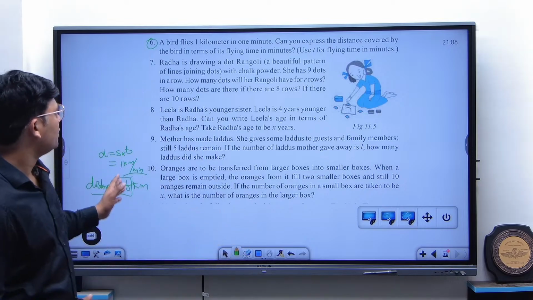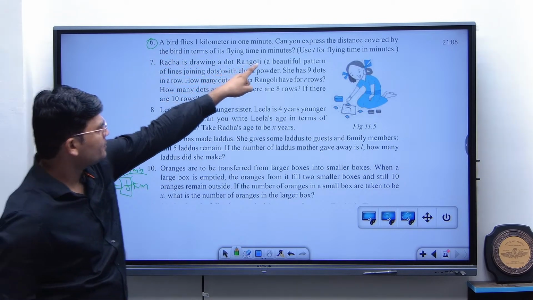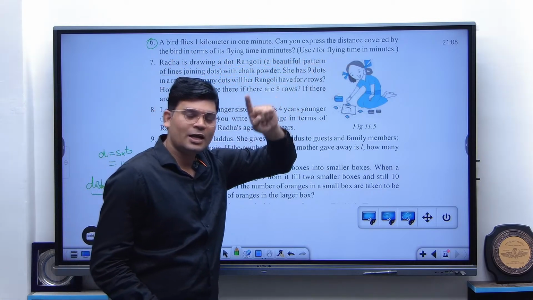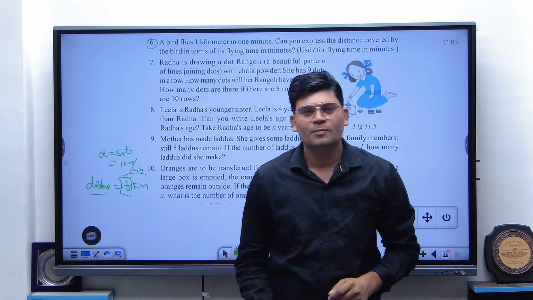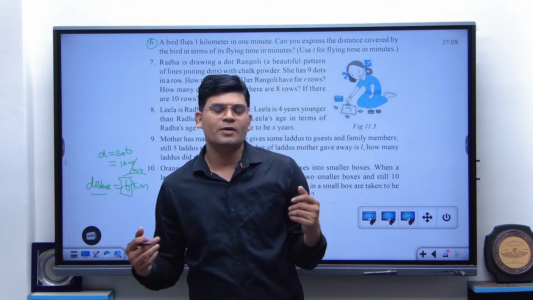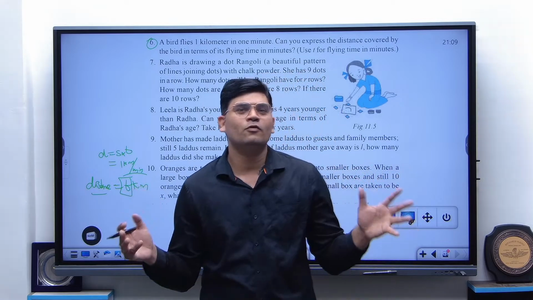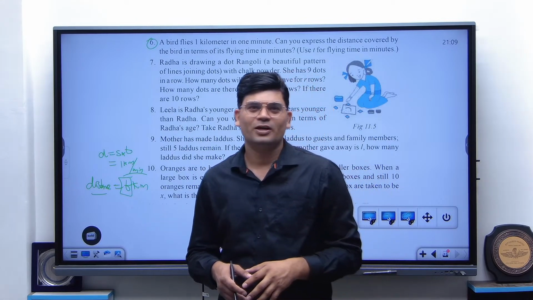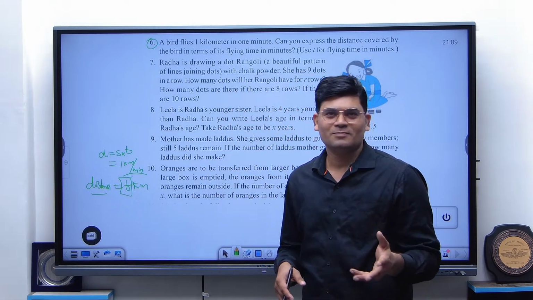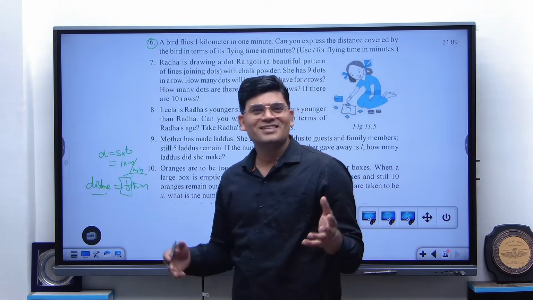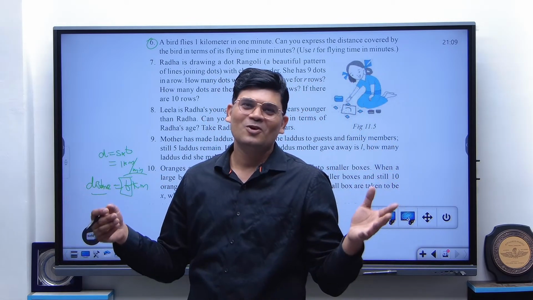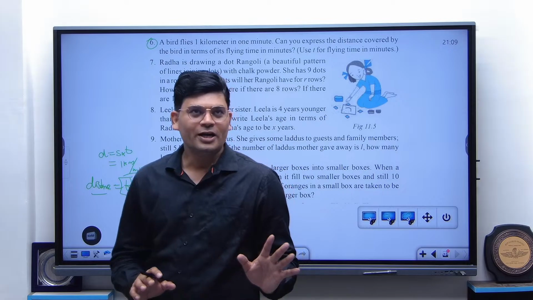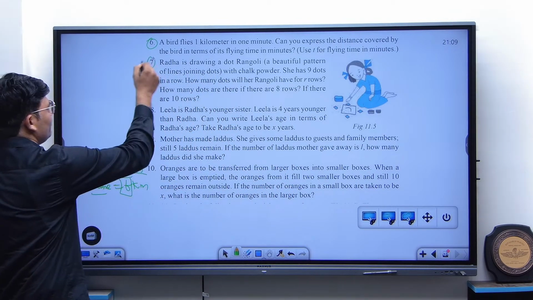Please write the unit as well, because they are asking you to express the distance covered by the bird in terms of its flying time in minutes. Suppose you come and say to me joyfully, sir, I have bought 4. How can I understand what you have bought? You will say, sir, 4 mangoes, chocolates, bananas, something like that. In this case also, distance, if you are saying t, so t kilometers, 3 kilometers. Okay, so it is understood now. Got it? Can you tell me the 7th one?